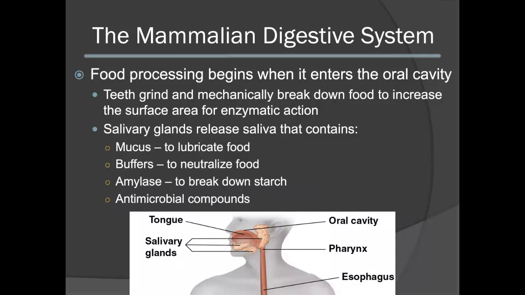Food processing begins the moment that a food particle enters the oral cavity. Teeth will grind and help to mechanically break down the food. This helps to increase the surface area of the food for enzymes to act upon it. Salivary glands release saliva that contains a variety of components such as mucus to lubricate the food, buffers to help neutralize food, amylase to help break down starch particles, as well as antimicrobial compounds.